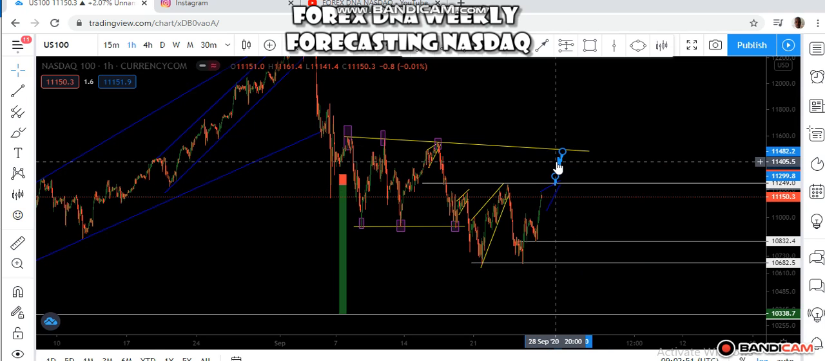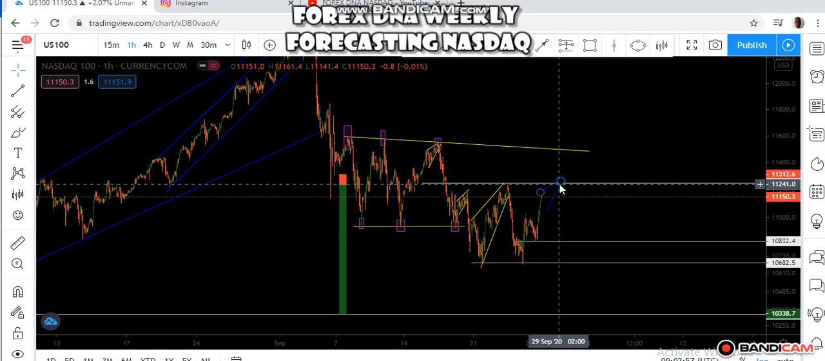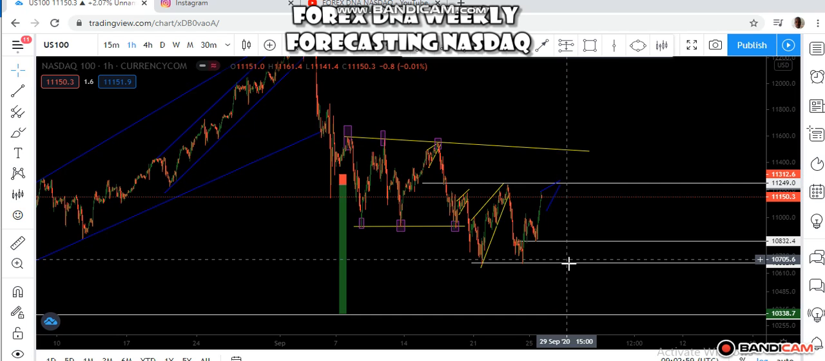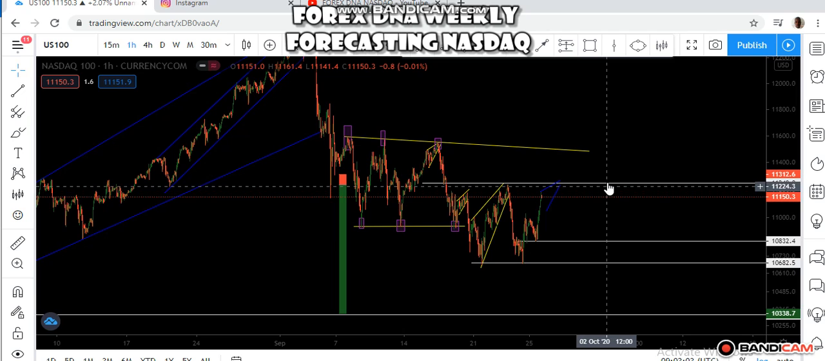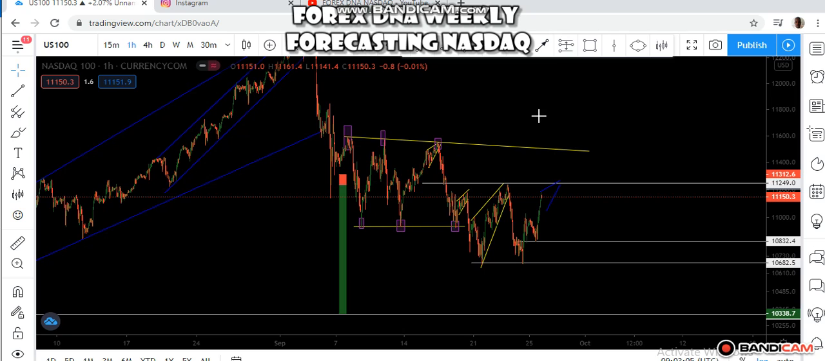You get my point, guys. So that's what we are expecting next week. We're expecting a sell from this point to this point. We're expecting again a buy from this point to this point. Then we expect a long sell, which means our target will be like this, guys.